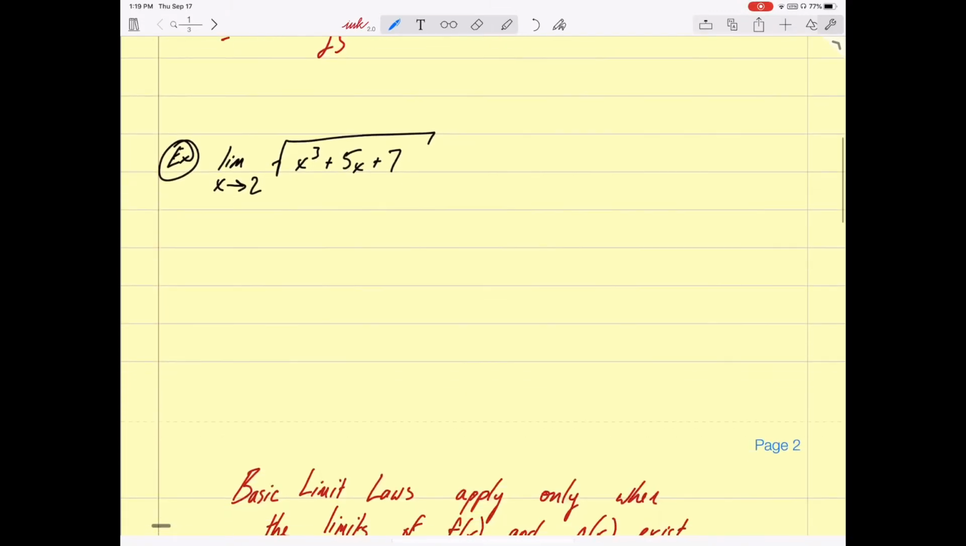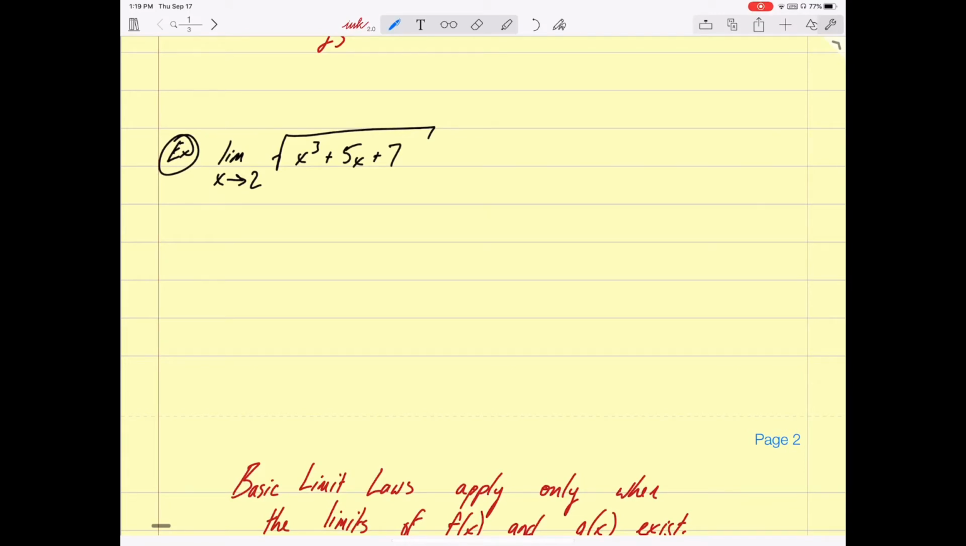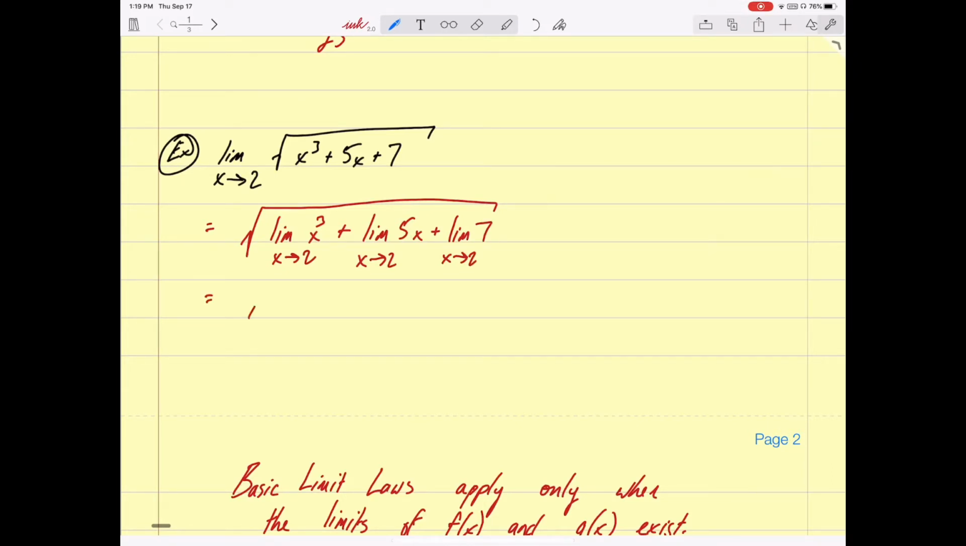So we're going to use that same cubic because we already have all the values for it. And this one is going to play with limit law number 11 on the PDF. What you can do with this is bring that limit inside of the function and apply it to each piece separately. Now that's going to be the square root of 8 plus 10 plus 7, which is 25. Take the square root and you get 5.